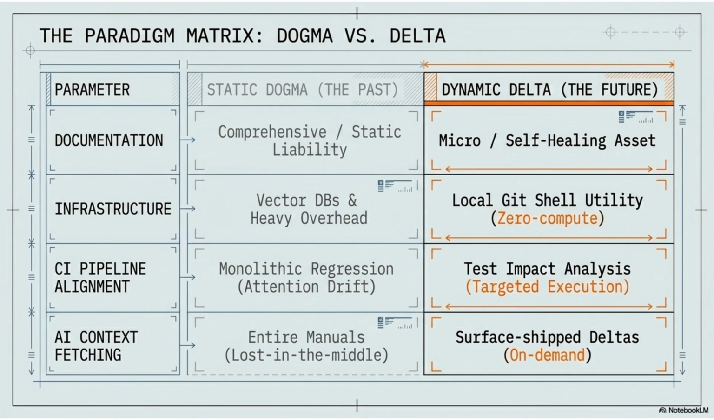The paradigm matrix shows the shift from static dogma to the dynamic delta future. This includes moving from comprehensive documentation to micro self-healing assets, and from heavy vector DBs to local Git shell utilities.